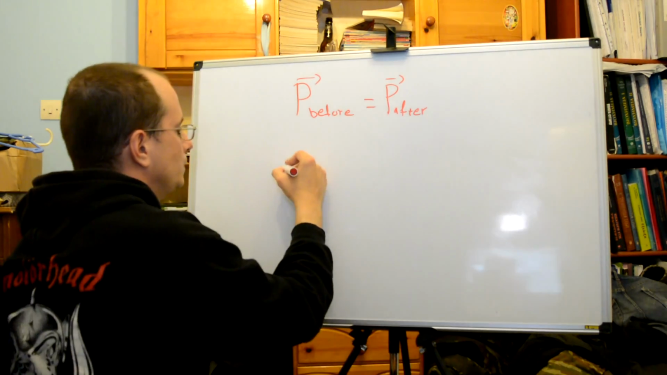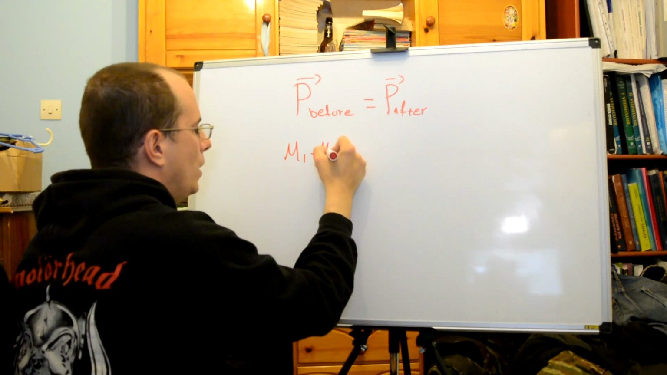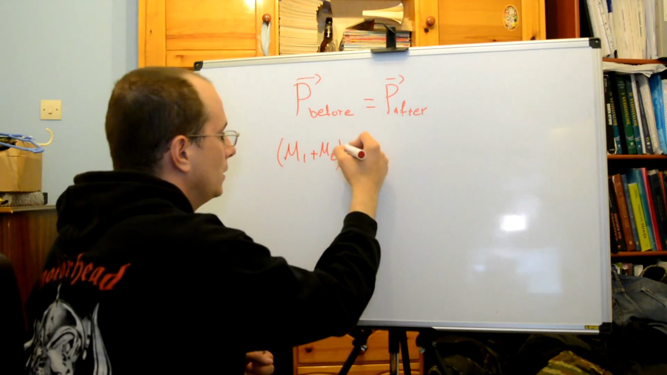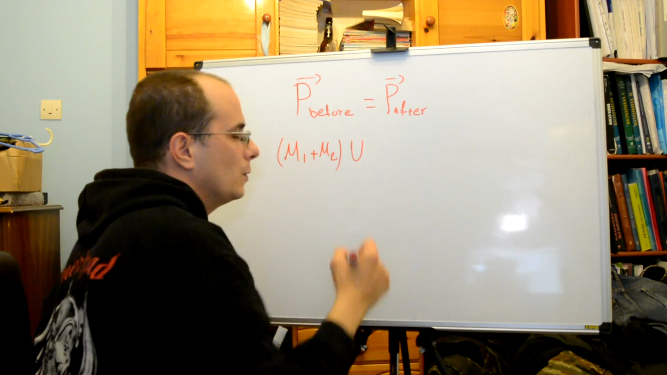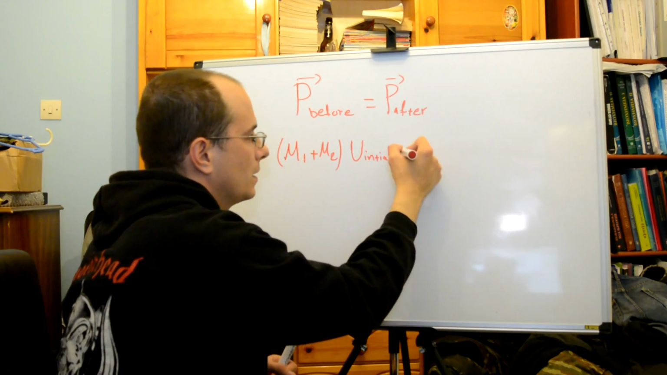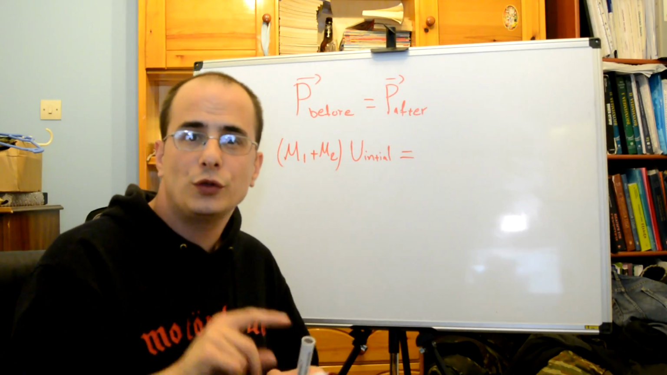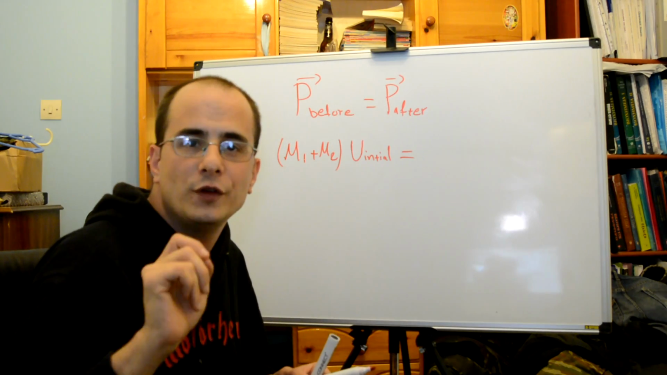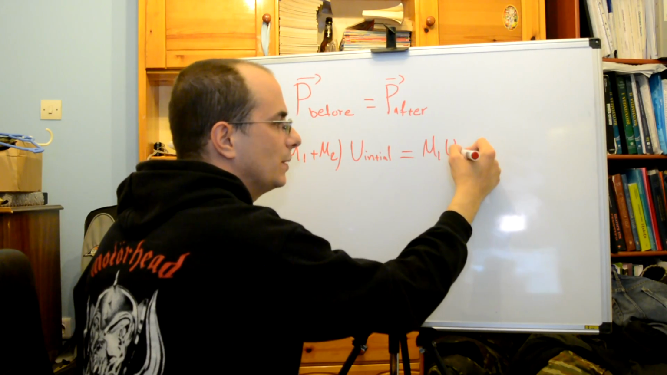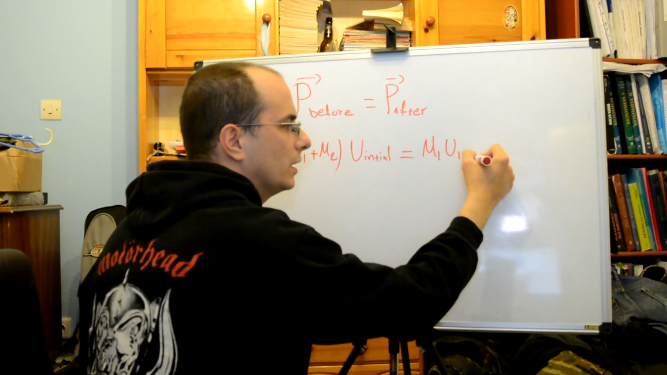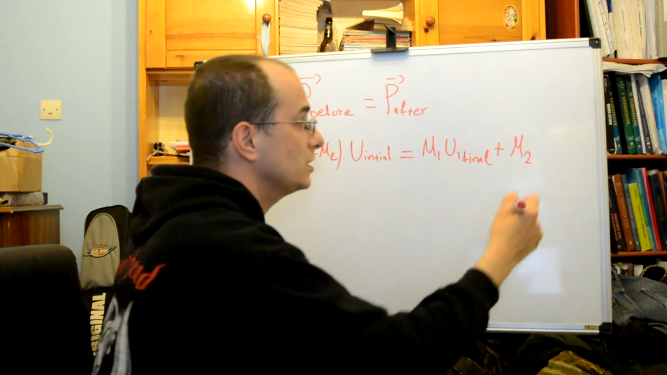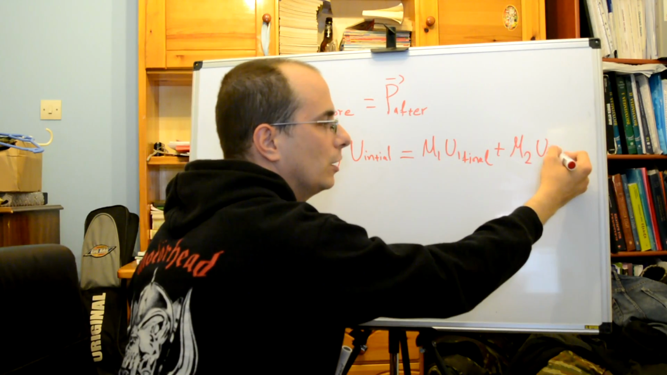So, m1 plus m2, which is the total mass of the train, times the initial velocity, equals the sum of the momenta of each carriage separated: m1 multiplied by v1 final, plus the mass of the second carriage multiplied by the final velocity of the second carriage.